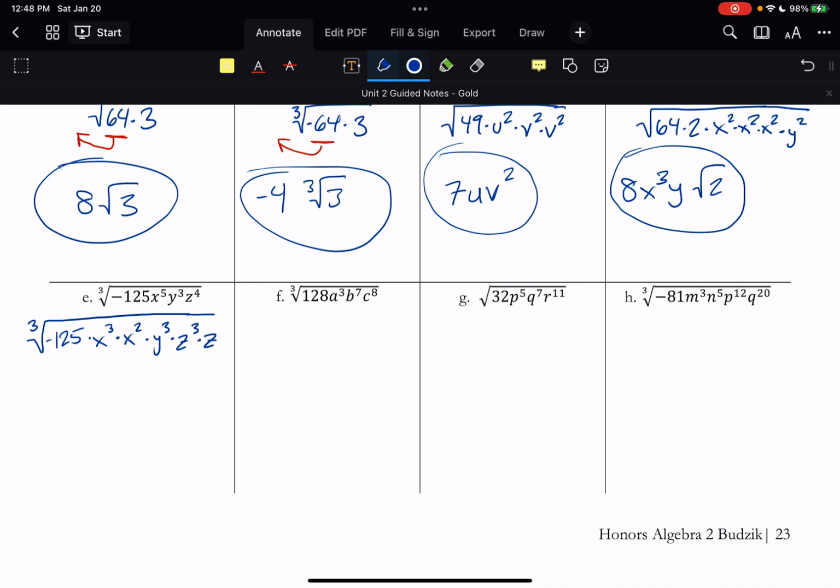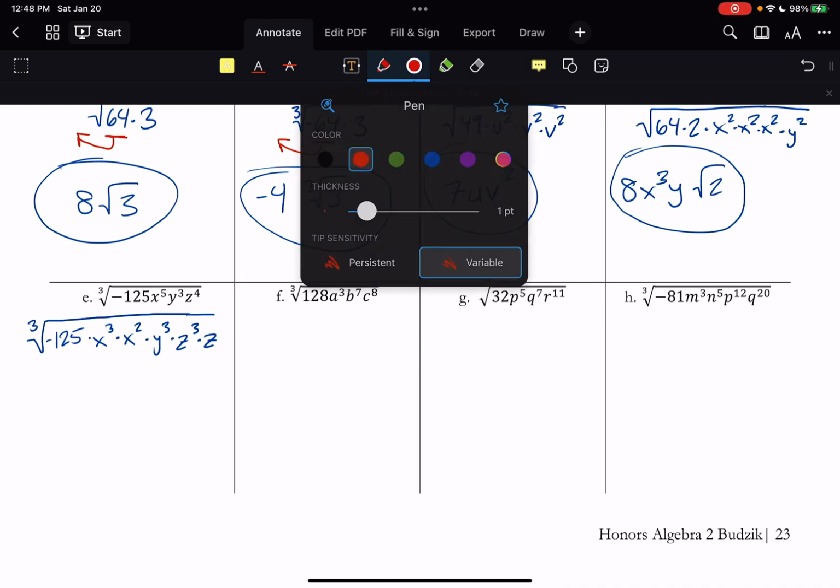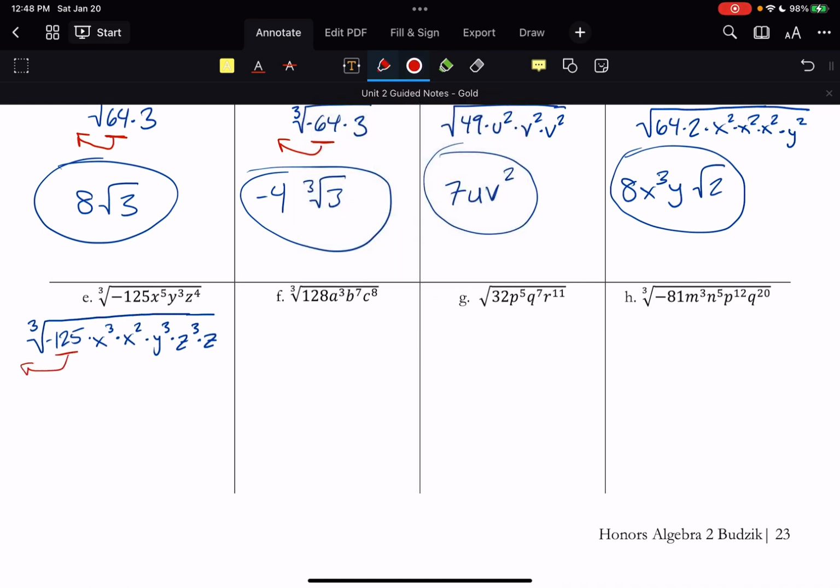So I know the cube root of -125 is -5. I have one full set of x's, I have one full set of z's, and then I also have one full set of y's, my fault. So I have negative 5 x, y, z, and then inside of my cube root, I still have that x squared and that z. So that would be that down in simplest radical form.